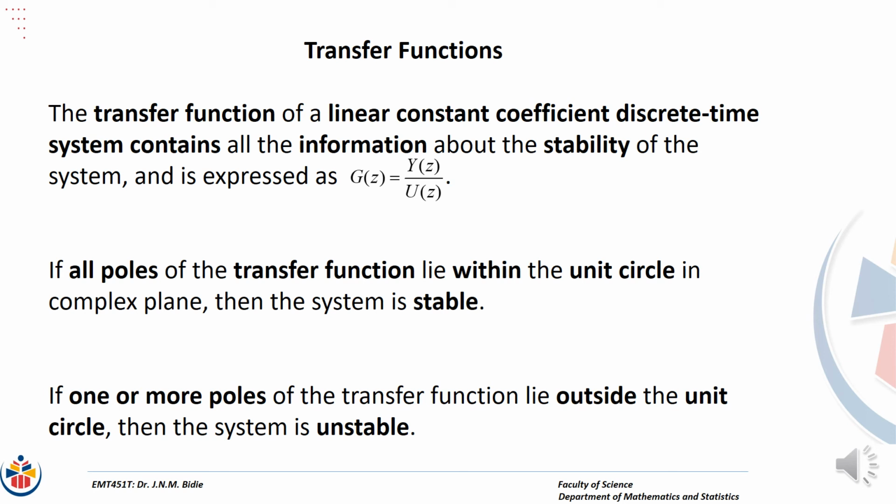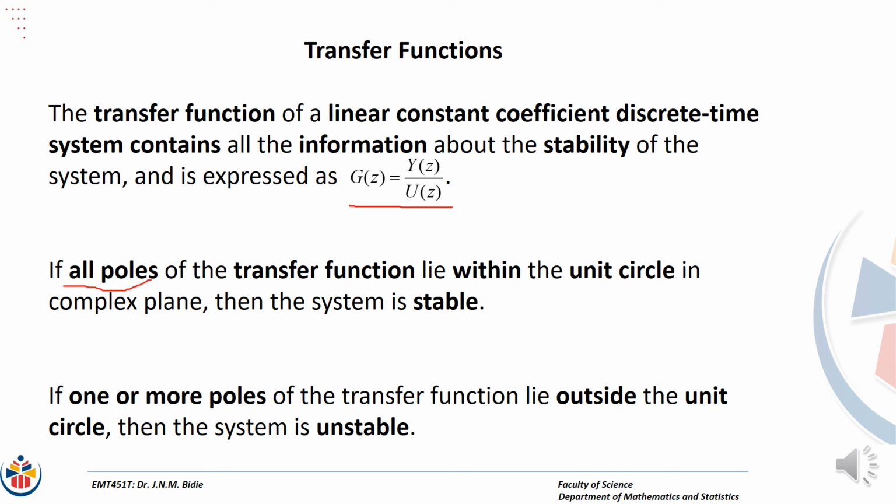I need you to recognize that the transfer function contains all the information about the stability of the system, and how you get the transfer function: g of z is equal to y of z divided by u of z, or y of z is always equal to g of z multiplied by u of z. Note that from the transfer function, we need to get the poles.